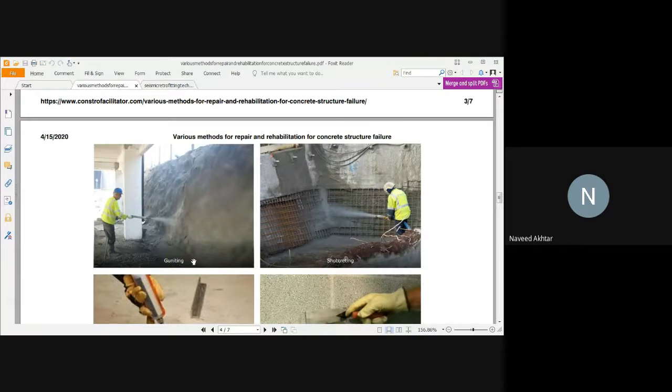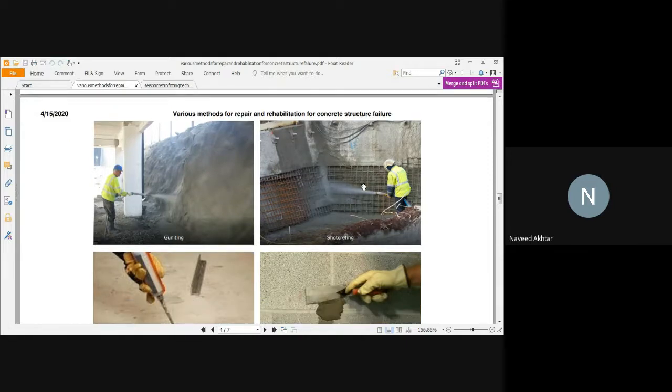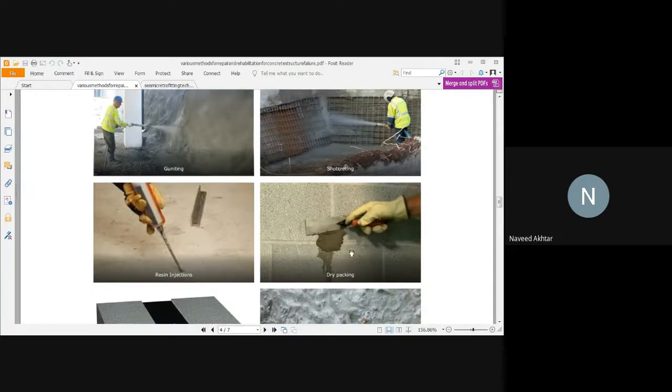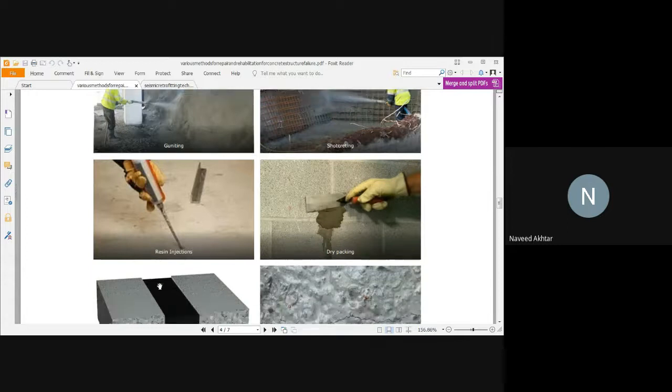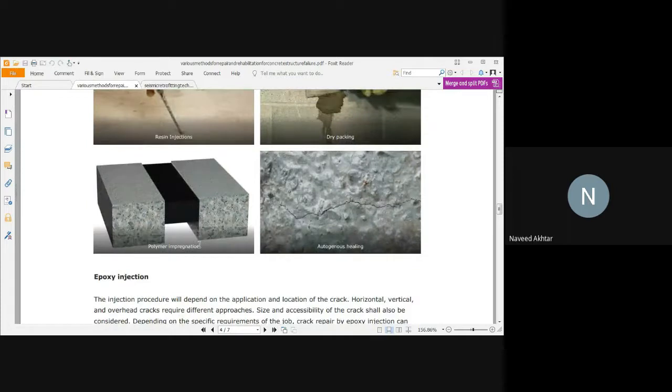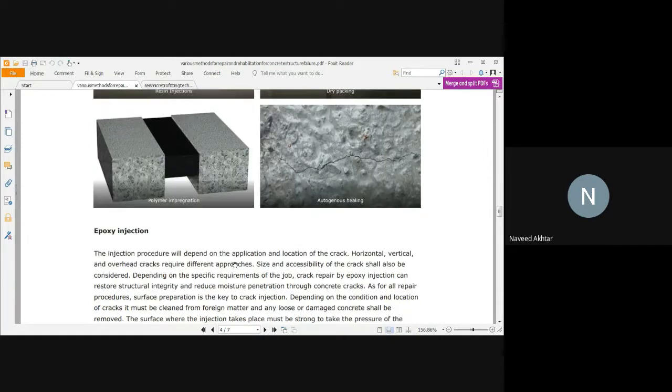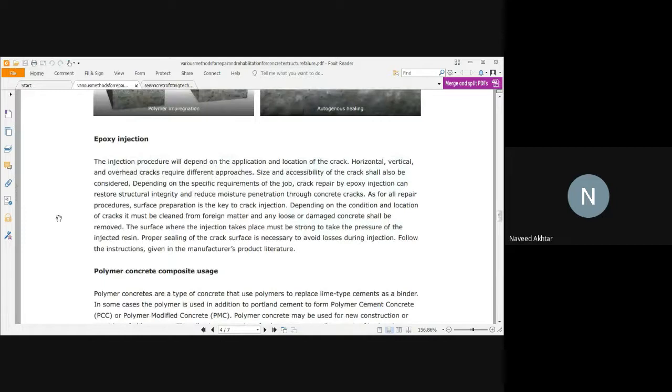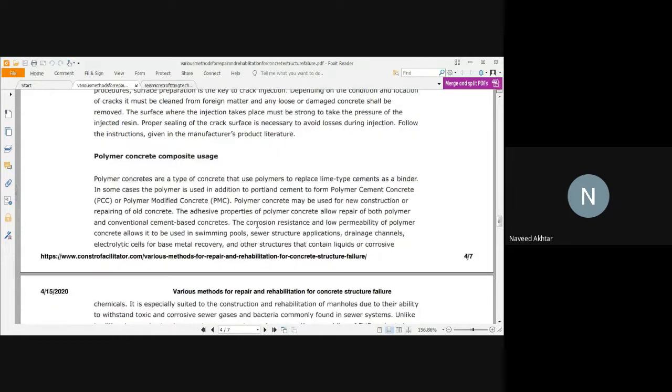We have seen the pressurized application of concrete and mortar on the reinforcement. You can see here for the substructure shotcreting is done. Dry packing you can see here, the holes are packed. Resin injection into the cracks, polymer impregnation into the cracks, also autogenous or self-healing compounds, or epoxy injection can be done. So all these things we have seen.